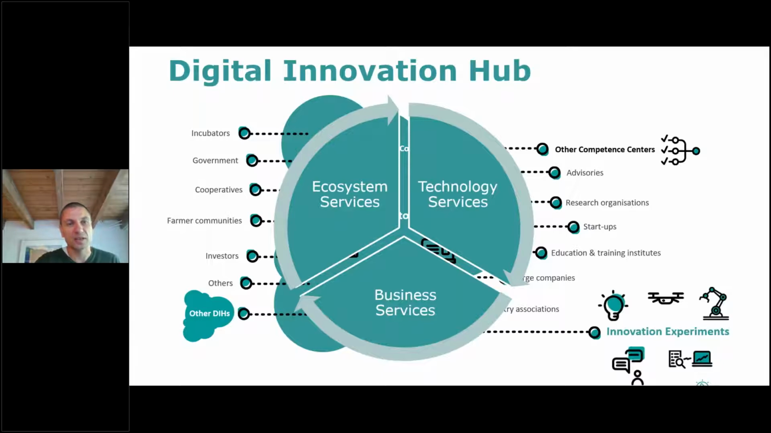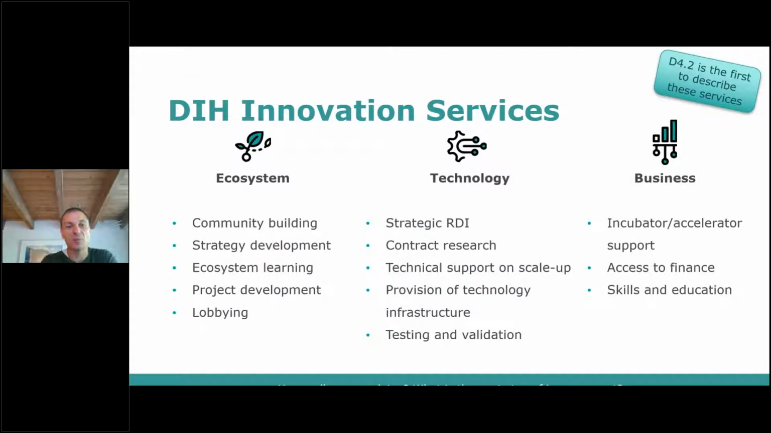Now, what are these innovation services? We have charted a number of services focusing on technology development, from strategic RD&I to testing and validation. We have identified a number of business-related services ranging from incubator support to skills in education and access to finance, and ecosystem-oriented services such as community building and lobbying. Deliverable 4.2, available from the website of SmartAgriHubs, is in the Digital Innovation Hub community the first document to fully describe these innovation services. And of course, these descriptions are also captured in the portal.